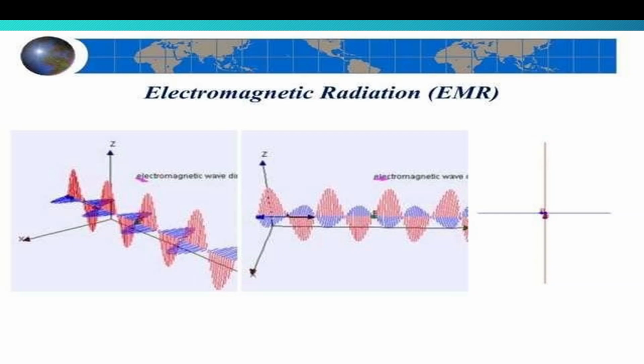oscillates along the y-axis. And the rightmost diagram provides a cross-sectional view highlighting the perpendicular relationship between the electric and the magnetic field. So this visualization helps us understand how EMR moves through space, which is fundamental in remote sensing. Different wavelengths of EMR interact uniquely with Earth's features, allowing us to capture detailed information.